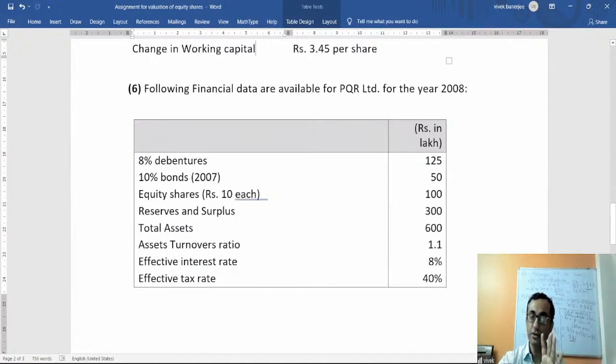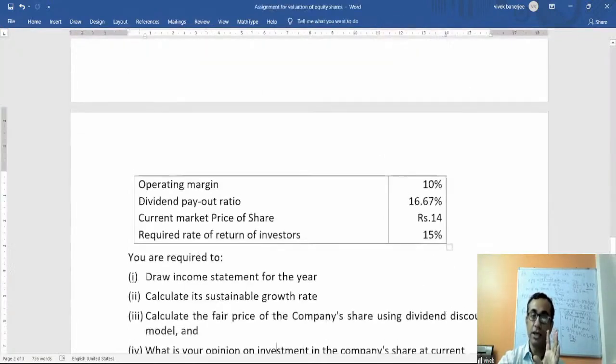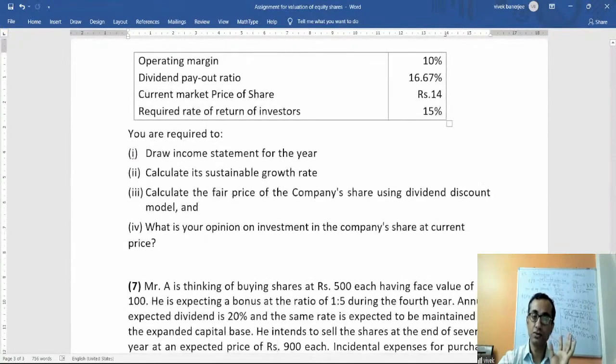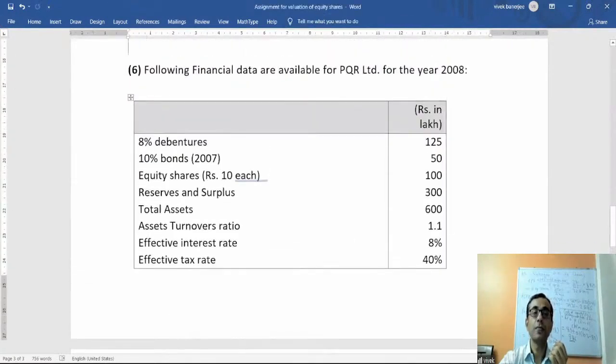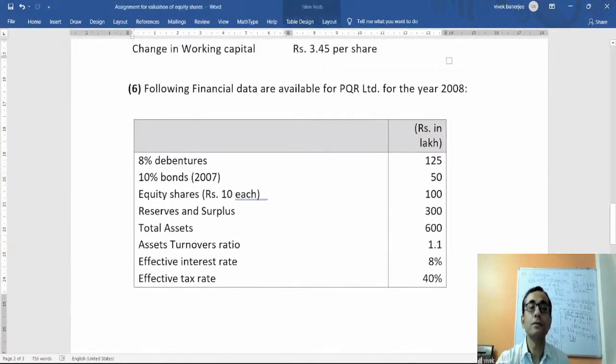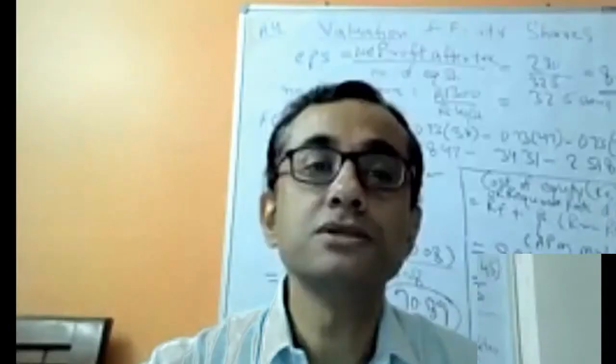So first of all, let us calculate the income statement and then proceed further, that is through the sustainable growth rate and the present value, and then the decision whether you will be purchasing the stock of that particular company or not. I'll stop sharing it and let us solve this question.